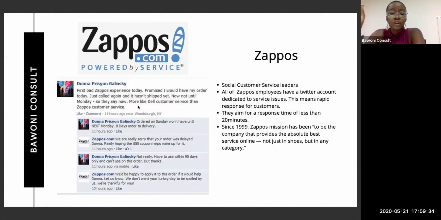customer service. So with this customer, obviously the customer had a timeline, and they weren't able to get their product on time. They gave the customer a $50 coupon.